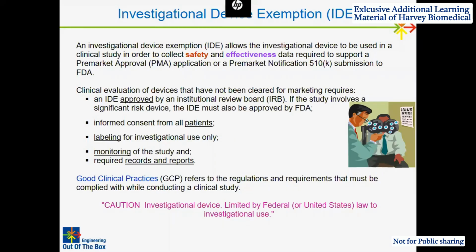As I told in the morning about good manufacturing practices, in the same way here we have to follow good clinical practices. This refers to the regulations and requirements that must be complied with while conducting a clinical study. Whenever clinical studies are conducted, we have to follow good clinical practices whenever we are performing a new investigation. The caution given for the investigational device is that it is limited by federal or US FDA law to investigational use only, specific to the US FDA.